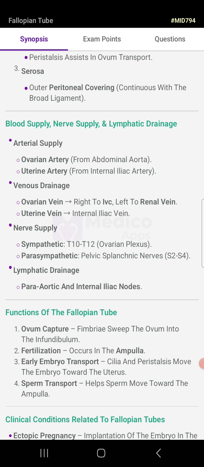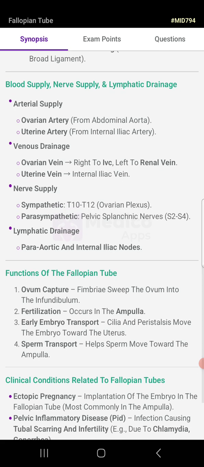Nerve supply: sympathetic T10 to T12, ovarian plexus. Parasympathetic pelvic splanchnic nerves S2 to S4. Lymphatic drainage: para-aortic and internal iliac nodes.